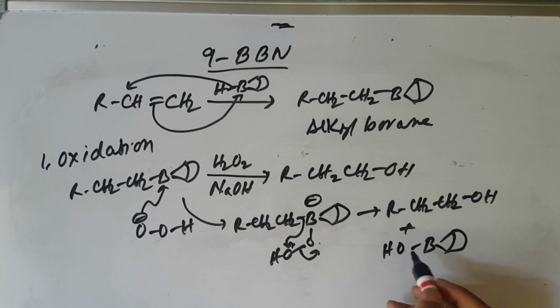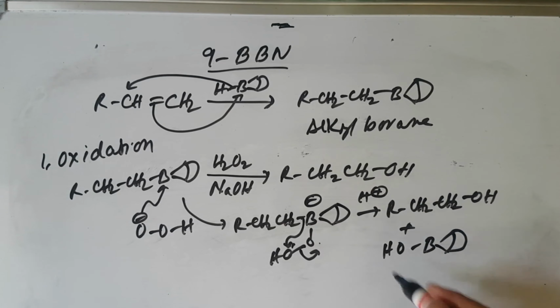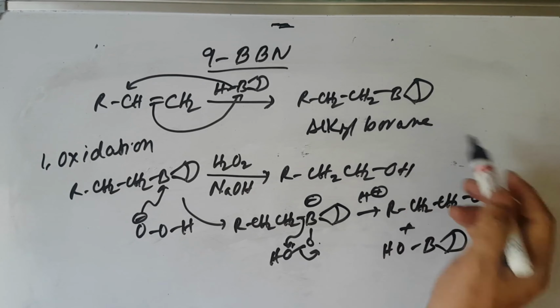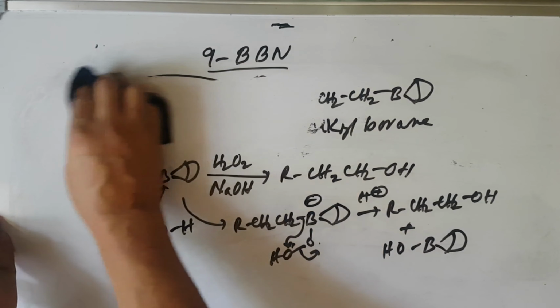It picks up the proton here, so in the presence of proton we get the alcohol and this boron product. This is the way of getting the oxidation reaction, similar to other alkyl boron cases. So 9-BBN alkyl boron can undergo oxidation to get this alcohol.